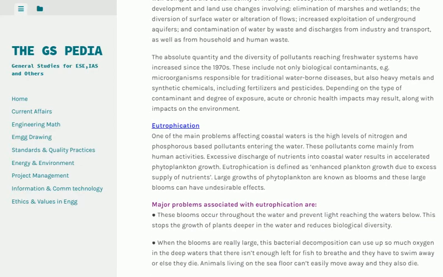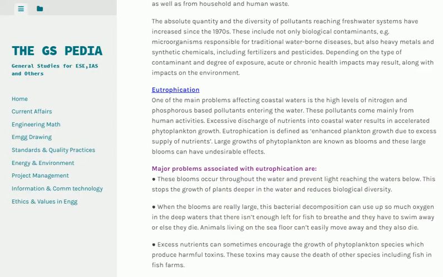The absolute quantity and the diversity of pollutants reaching freshwater systems have increased since the 1970s. These include not only biological contaminants, for example microorganisms responsible for traditional waterborne diseases, but also heavy metals and synthetic chemicals, including fertilizers and pesticides. Depending on the type of contaminant and degree of exposure, acute or chronic health impacts may result, along with impacts on the environment.